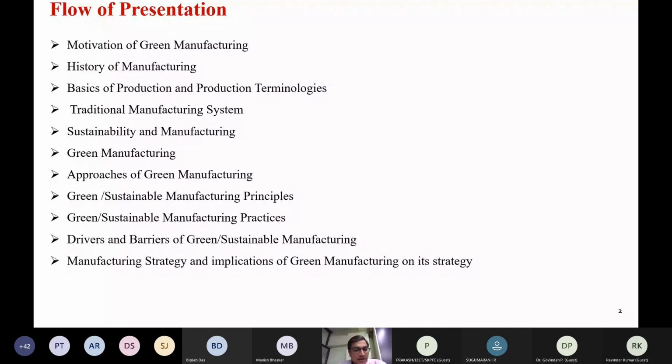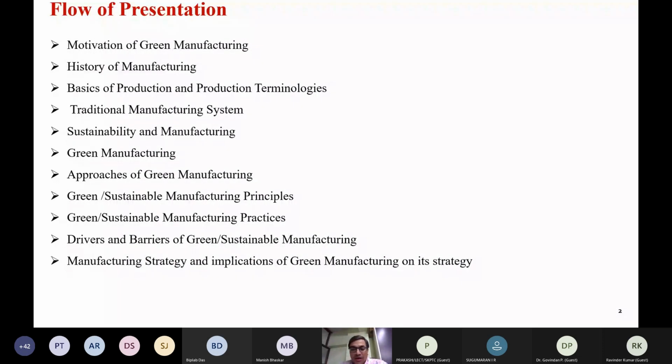Then last, I'll also tell about the green manufacturing practices. Then we'll discuss what the drivers and barriers are. Suppose once any individual wants to implement green manufacturing after understanding these basic concepts, then what drives them to implement green manufacturing, and what might be the reasons to stop that practice? Why people should not go ahead with green manufacturing practices, I'll discuss in this particular section.